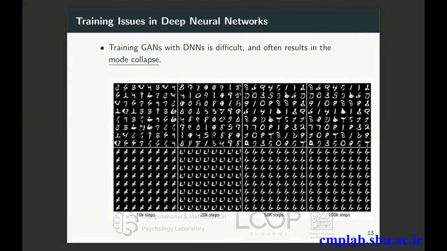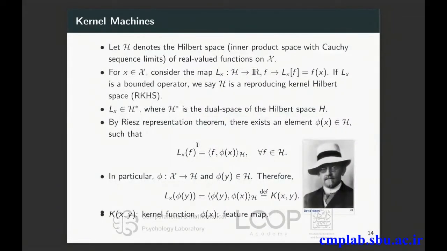So now, if we cannot use deep neural networks, is there any other alternative? The answer is yes. Kernel machines were historically more popular before deep neural networks became more widespread. Kernel machines have a more mathematical side to them, and this slide is trying to introduce the notion of kernels.